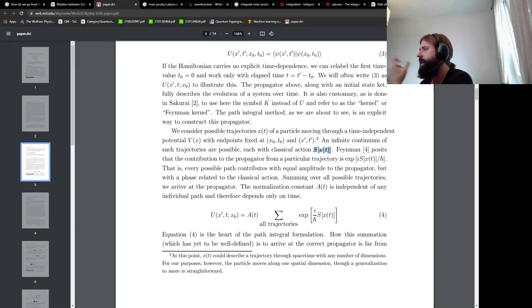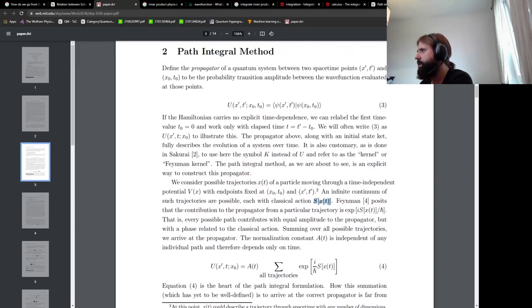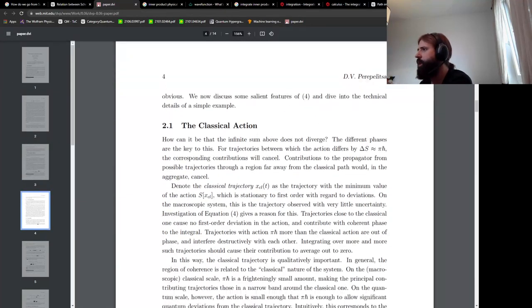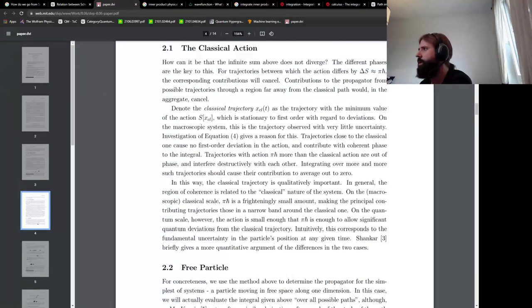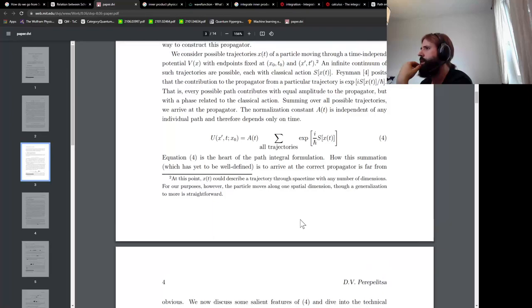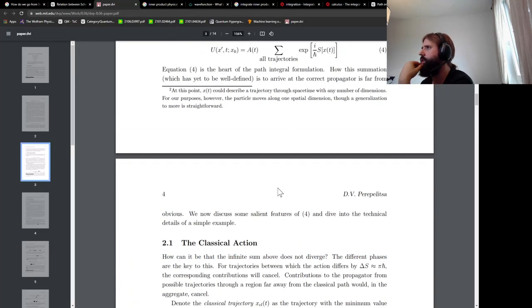So of course each path has an action associated with it. And minimal actions will have higher probabilities to be the ones that are taken, I think, something like that. Okay, so actually we're going into the classical action here a bit more. How can it be that the infinite sum does not diverge? The different phases are key to this. Okay, so that's going to have to do with interference, I guess. Let's try to understand why you would even ask this question to yourself, right?